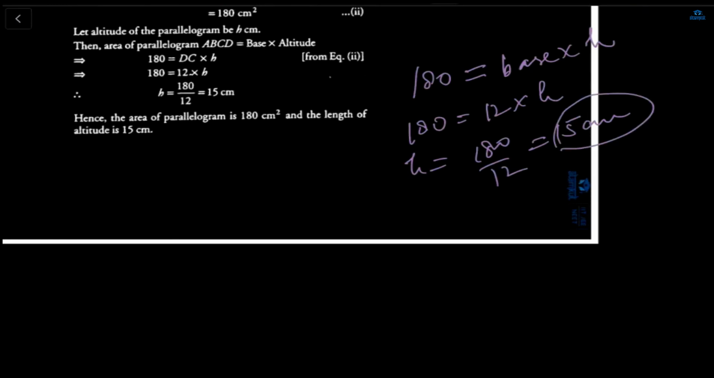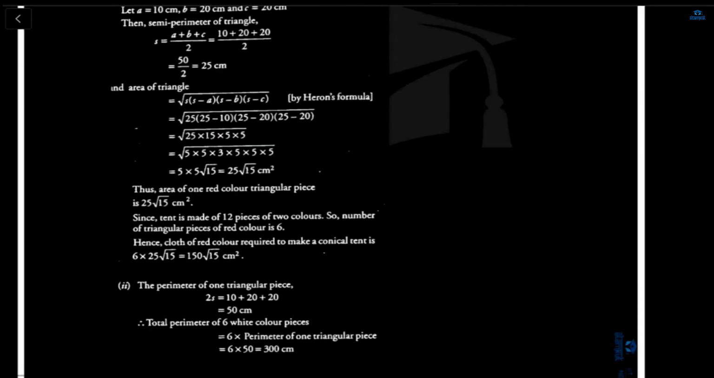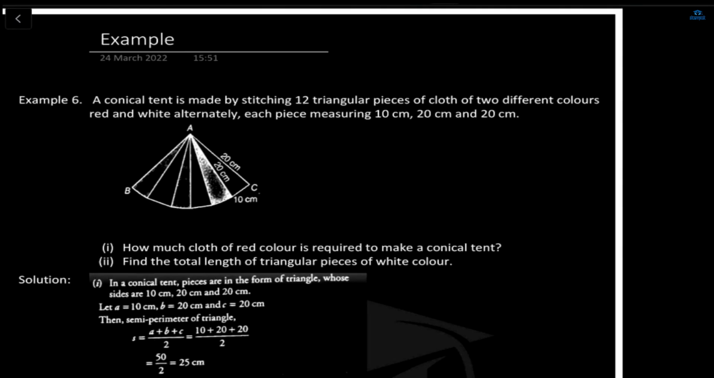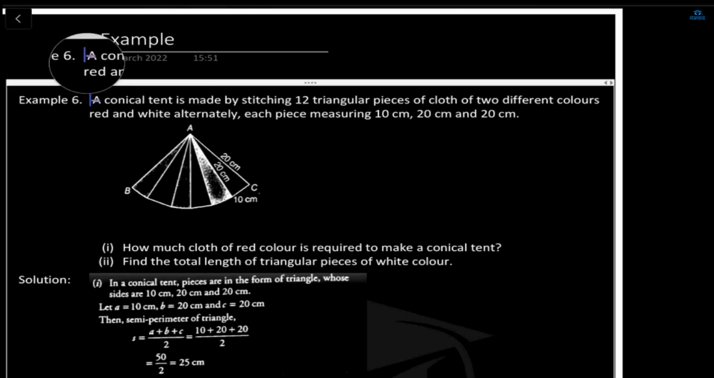Understood? After the class, go through the handouts and this lecture also, and practice the questions. Now this is the last question: a conical tent is made by stitching. This question is your homework. Note down this question, everybody. In the next class, I'm going to ask you about this question.